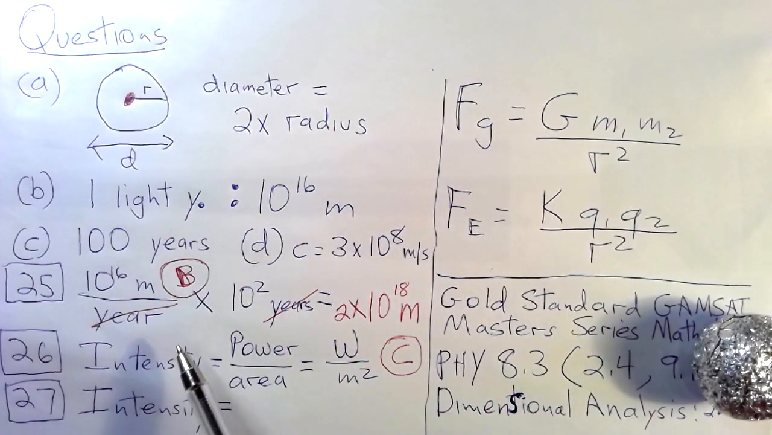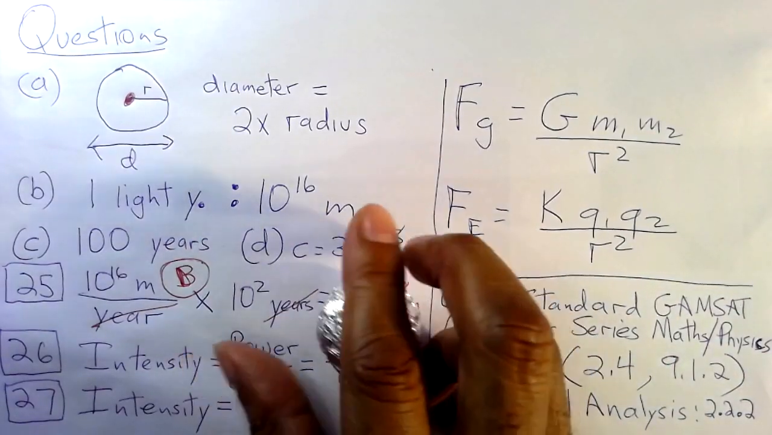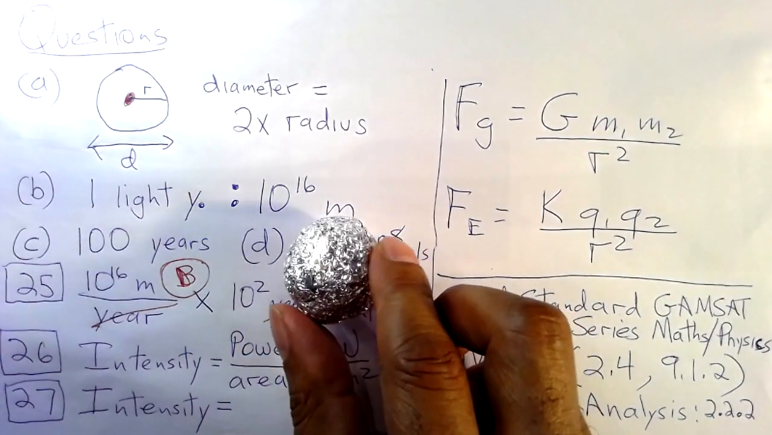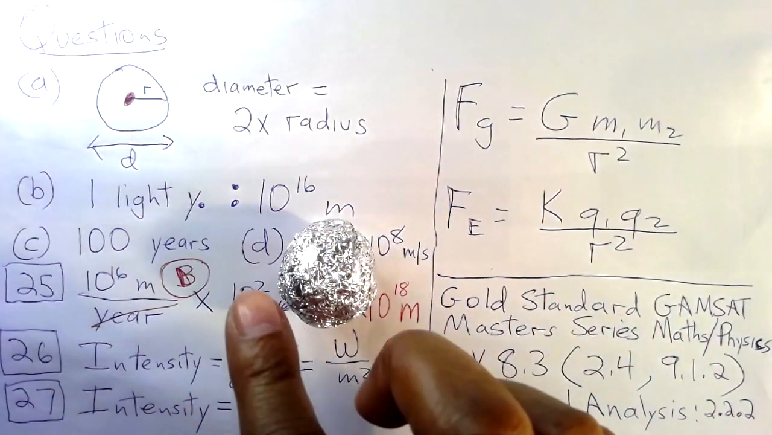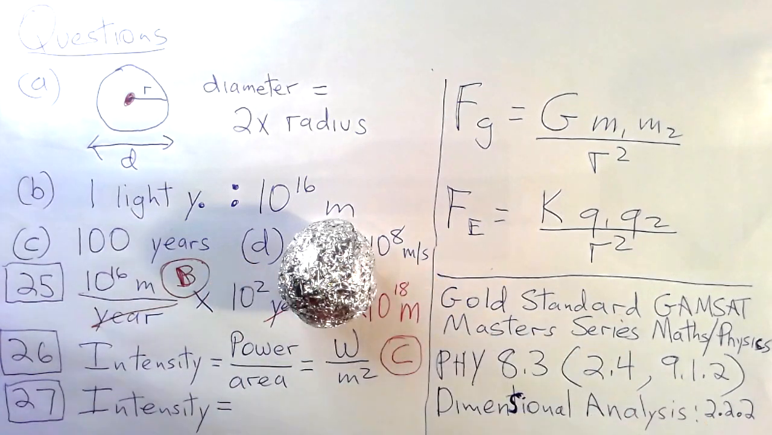And you might wonder why? It's because of a sphere, because the surface area of a sphere is 4 pi r squared, which you probably don't need to memorize if you are familiar with inverse square laws. So the answer is indeed C.